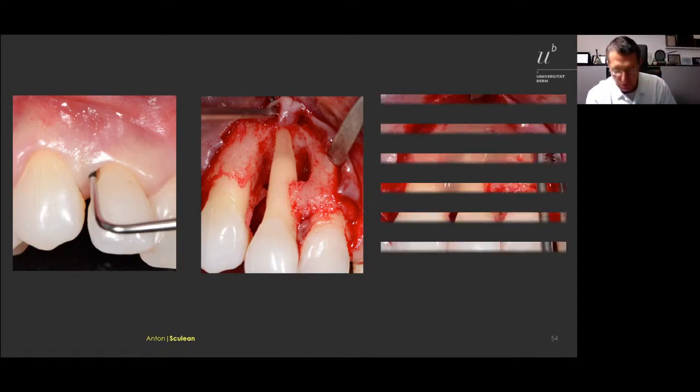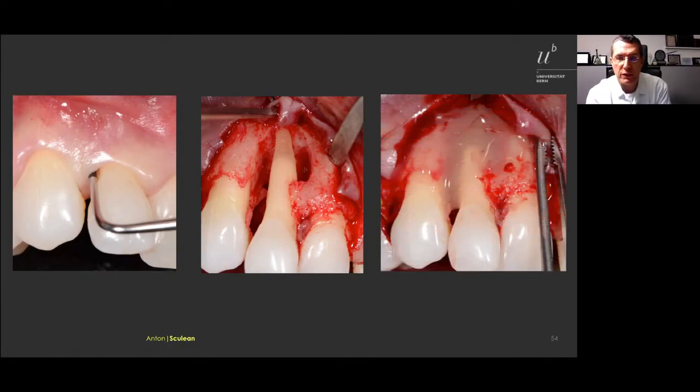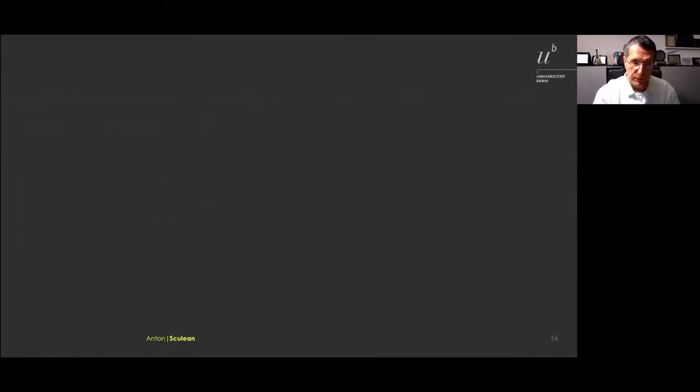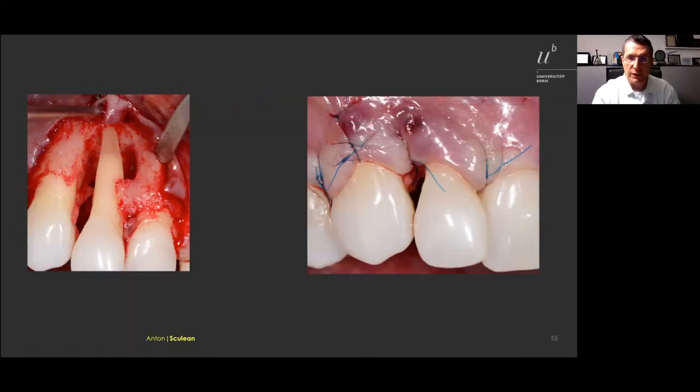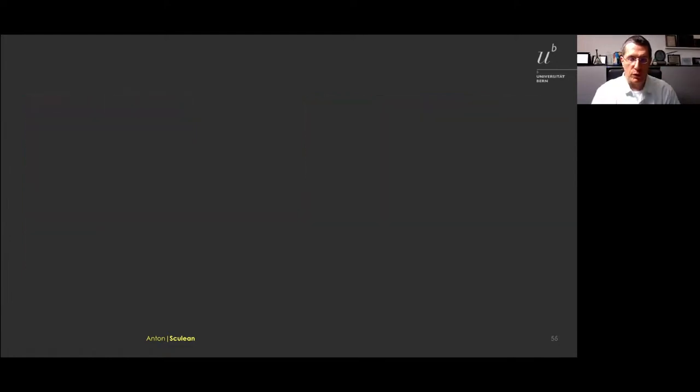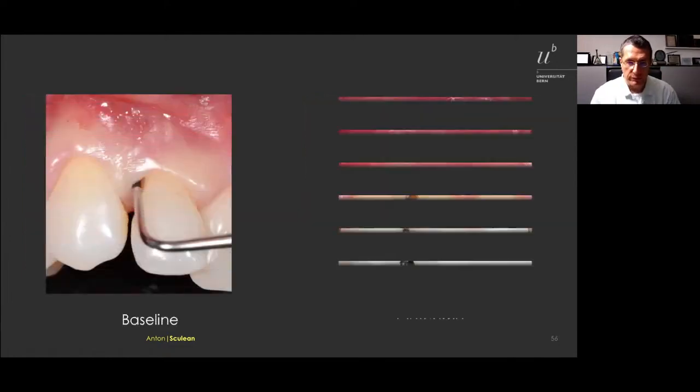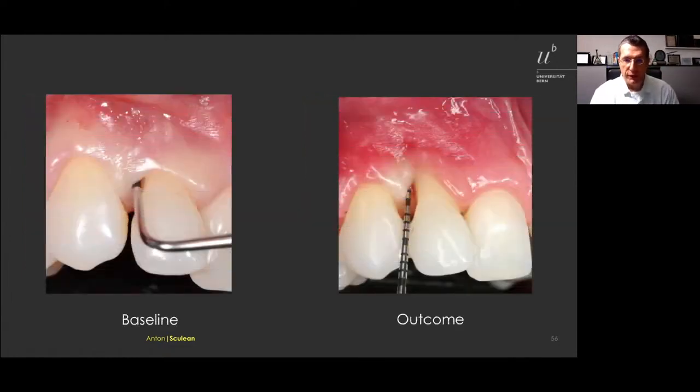And what I did here is to use enamel matrix proteins, stabilize the wound with my sutures, and achieve primary closure. Of course, I would take into account a small increase in recession. However, the outcome is very nice.